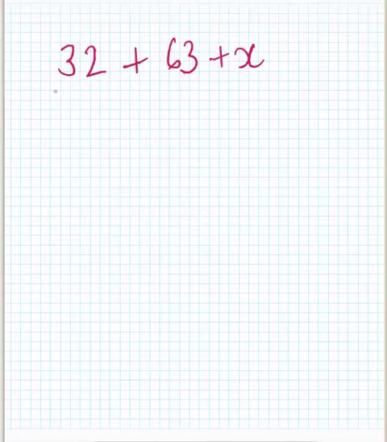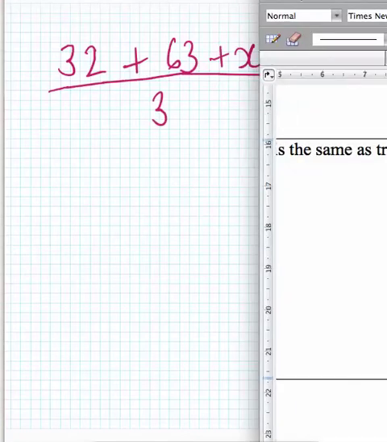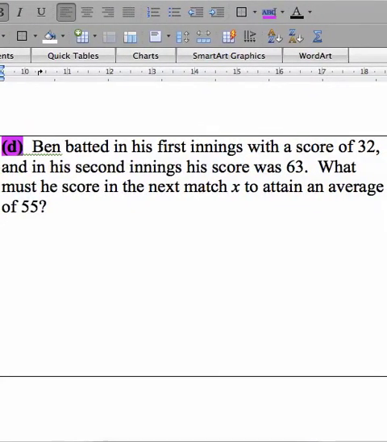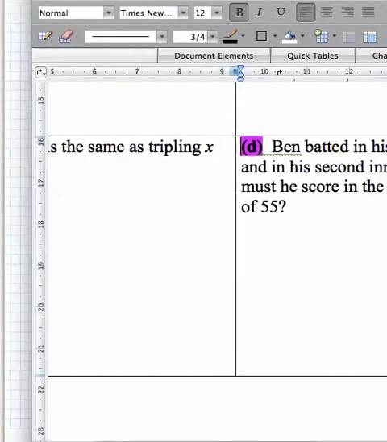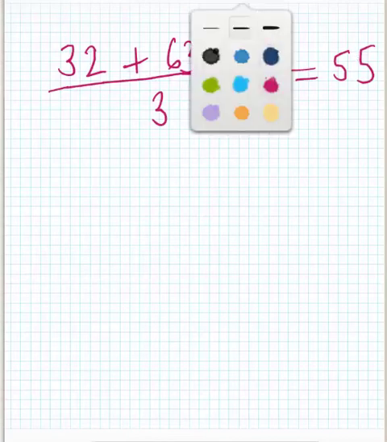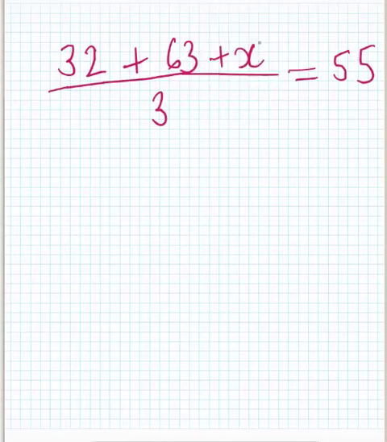Because we have 3 scores, or 3 sets of data, to calculate the average, you add them up and divide it by 3. So that's your next step. And then we just finished the question. What must he score in his next match to attain an average of 55? So if he wants to get all this to equal 55, we have to now work out what is X. And that's all the question's asking you. For him to get an average of 55, what must he get in his next score? So what must X be?